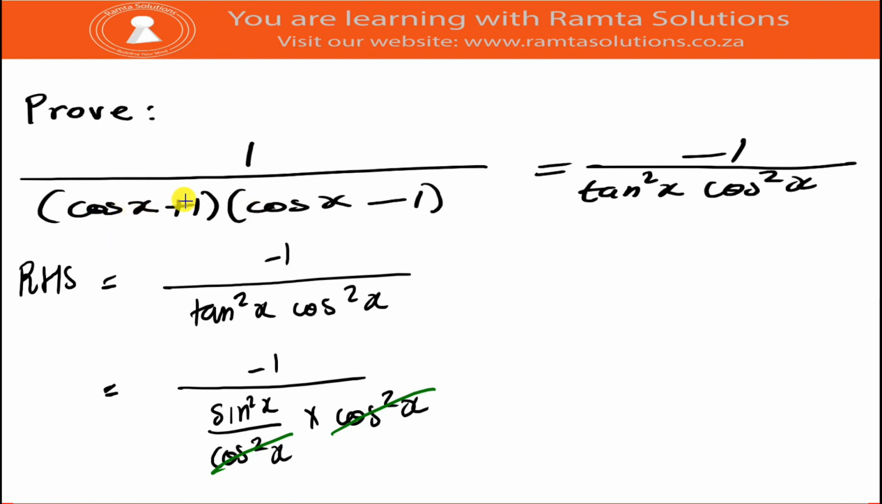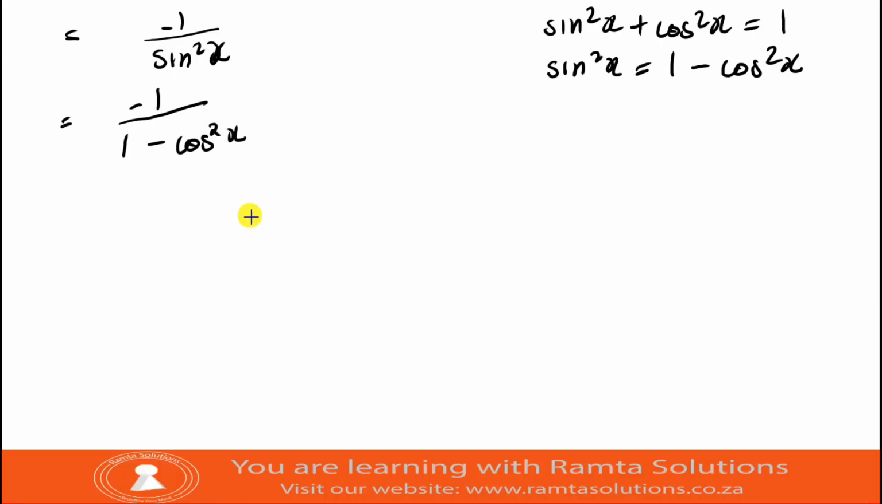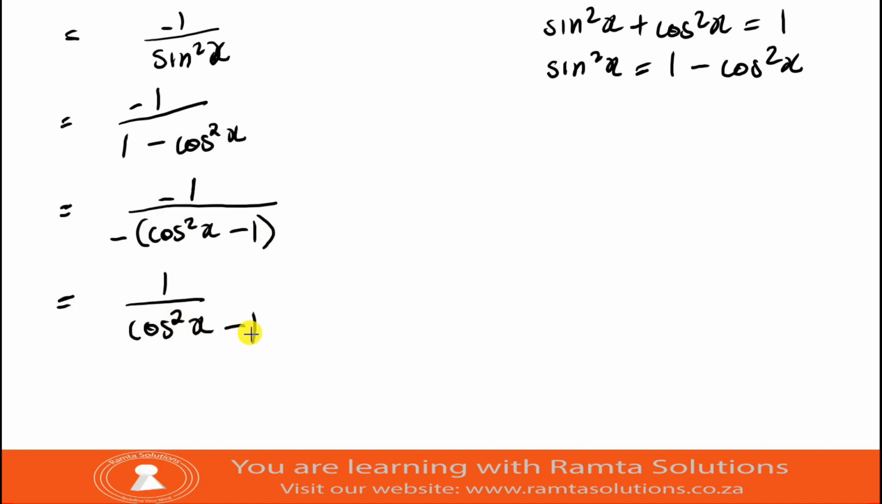I do see that this could be reduced to cos square x minus 1. It seems like the cosine must be positive, but here the cosine is negative. So my manipulation will be negative 1 over, taking the negative as a common factor for the denominator, minus open bracket cos square x minus 1. Now this further simplifies to 1 over cos square x minus 1.